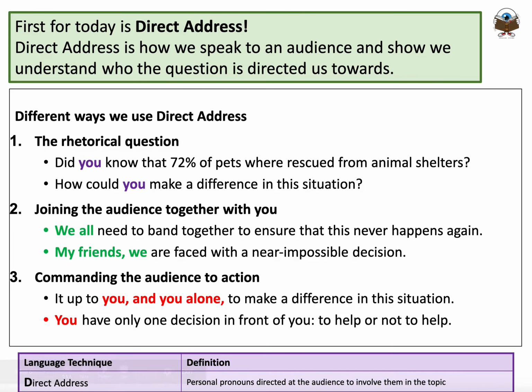Right. So first for today then is direct address. Direct address is how we speak to an audience and show we understand who the question is directed towards. Different ways we use direct address. The rhetorical question. Did you know that 72% of pets were rescued from animal shelters?